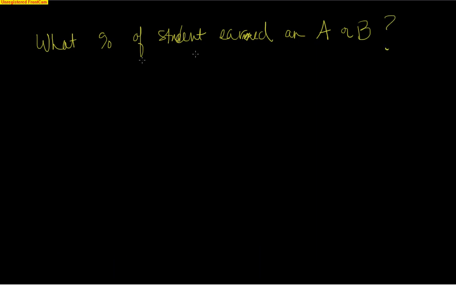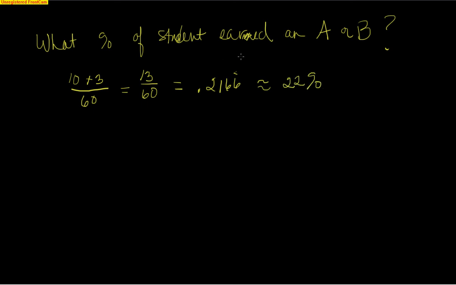Okay. Well, the way we would do that is we can see very clearly the way the lines are. We know that 10 people got B's, and we know that 3 people got A's. There were 60 students altogether that took the test, so we end up with 13 out of 60. And then feel free to use your calculator for that, and 13 divided by 60 is equal to 0.2166, repeating. All right, and that is approximately, if we just round to the ones place, 22% of students.